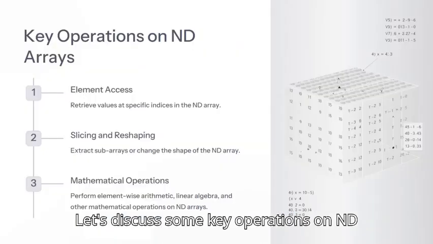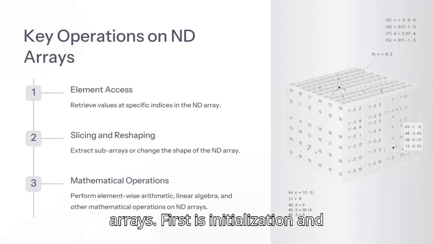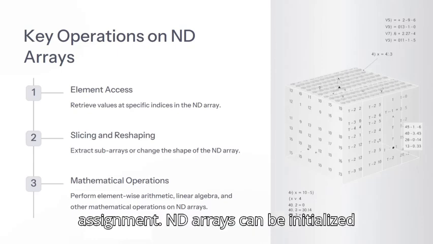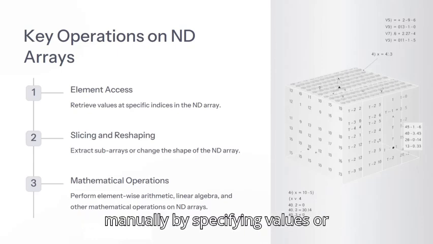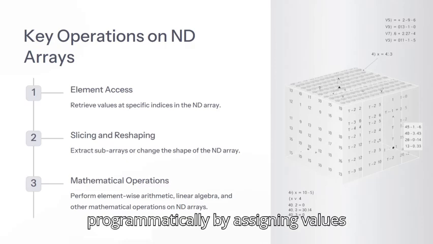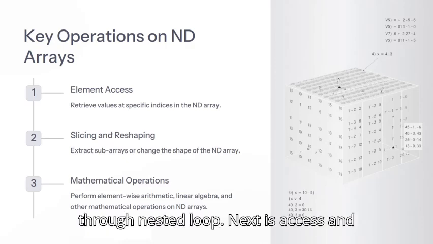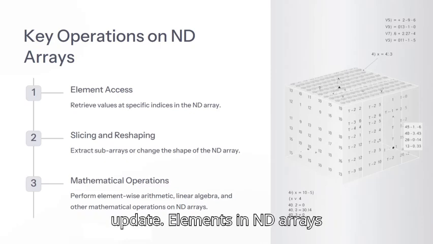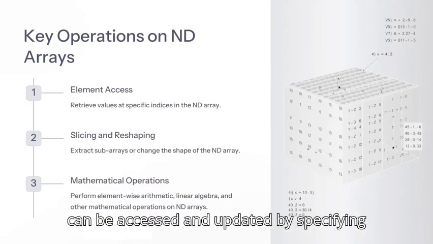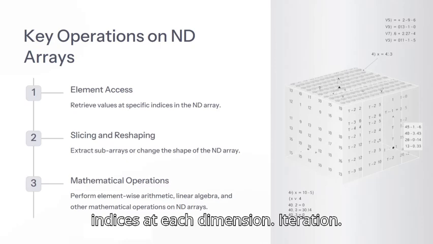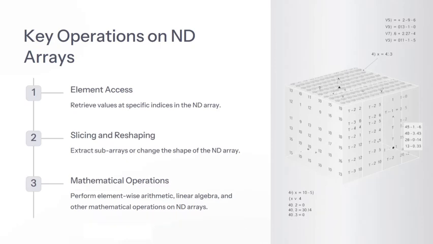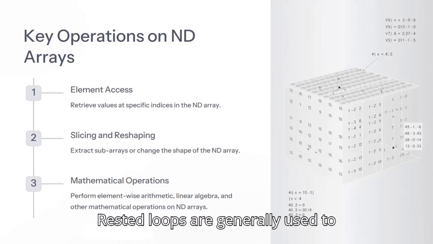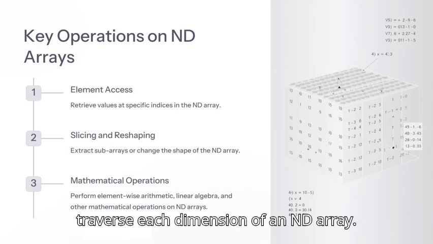Let's discuss some key operations on ND arrays. First is initialization and assignment. ND arrays can be initialized manually by specifying values or programmatically by assigning values through nested loops. Next is access and update. Elements in ND arrays can be accessed and updated by specifying indices at each dimension. Iteration: nested loops are generally used to traverse each dimension of an ND array.